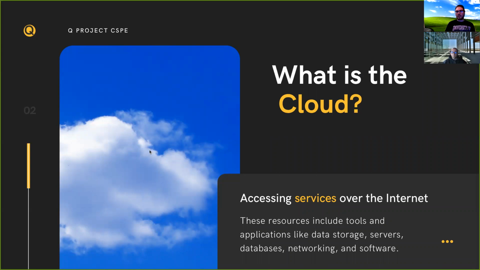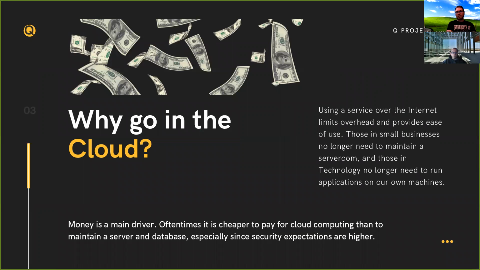So to start, what is the cloud for those that don't know? The cloud, in terms of the internet, is just accessing services on the internet. So these are things like storage, computing power, databases, networking, applications. All these things can be put on the cloud now, hosted by different companies, and you can access it without having a physical device or a physical computer, which helps a lot with overhead. And so that's one of the main reasons why people like to go to the cloud.